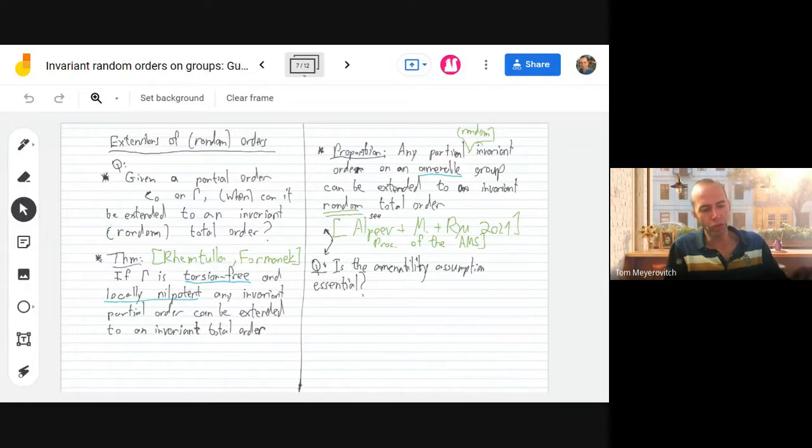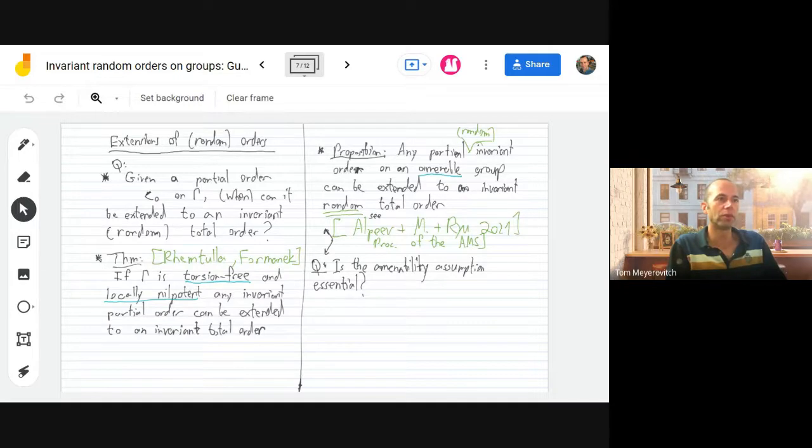Obviously, if the partial order was not invariant, it cannot be extended to an invariant total order. But let's say you started with something which is invariant. Can it be extended to something which is invariant? And the answer turns out to be quite complicated in the deterministic case. There are various examples on all kinds of groups. A necessary condition is, of course, that the group be left-orderable, because if it's not left-orderable, there does not exist an invariant total order. But even if your group is left-orderable, you're not necessarily guaranteed to extend.